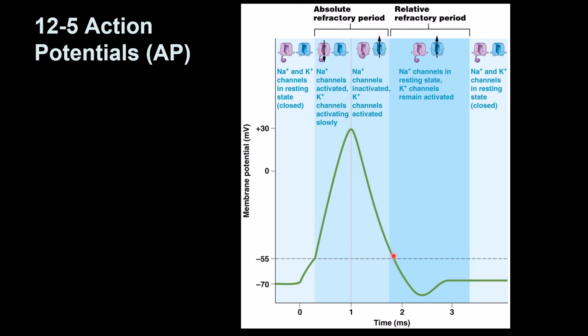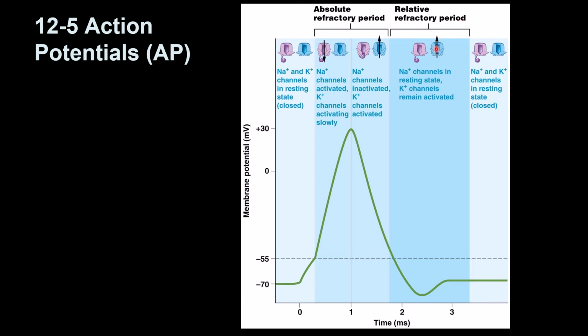So once it reaches around here, now sodium goes back to the resting state. Okay, so activation gate is closed, inactivation gate is open. Potassium is still open, and this is why it's becoming more and more negative. So now it's below -70. So this is the hyperpolarization area. This area is called relative refractory period.